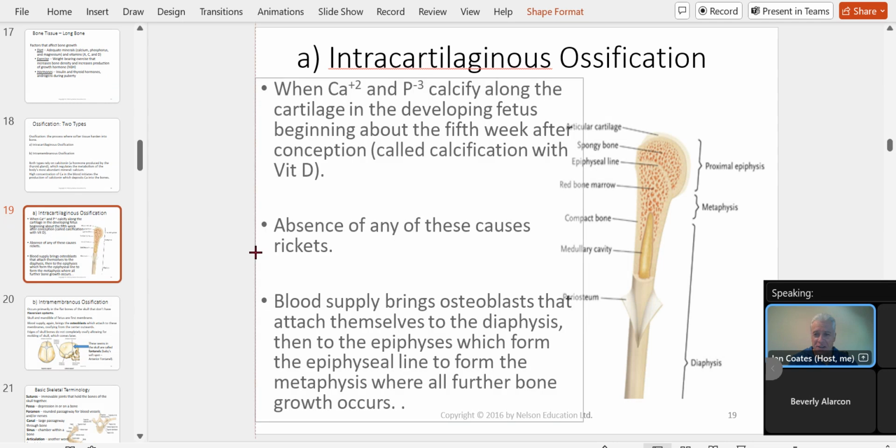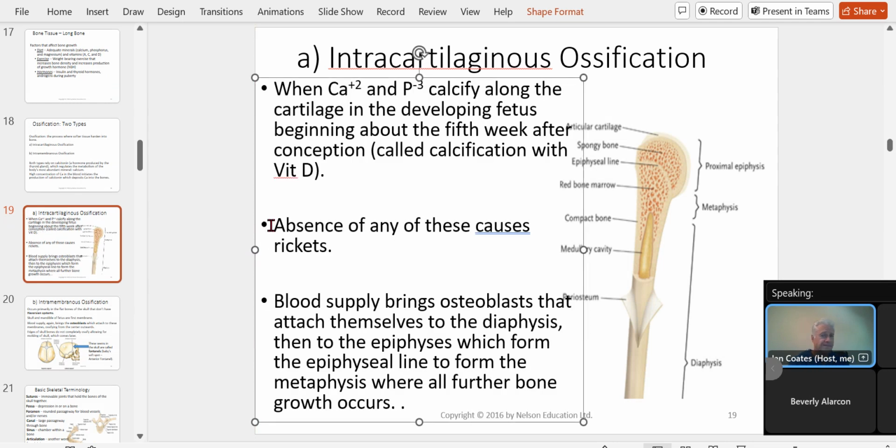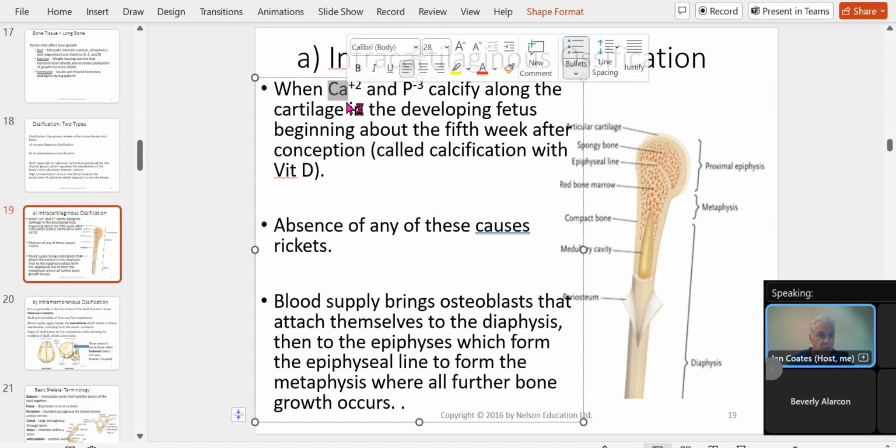Intercartilaginous ossification. When calcium and phosphorus, those are the atomic symbols there for these guys. Remember chemistry, week 1 or 2? When calcium and phosphorus calcify along the cartilage in a developing fetus, beginning around the 5th week after conception, it's what we call intercartilaginous ossification.